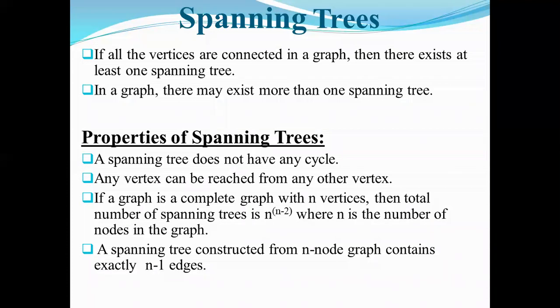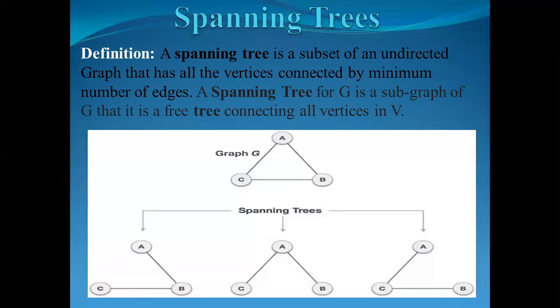And the last property: a spanning tree constructed from an n node graph, you can consider any number of nodes, contains exactly n minus 1 edges. See here, how many nodes are there? 3 nodes are there, A, B, C. Then every spanning tree must contain only two edges. Two edges are enough to connect three nodes.